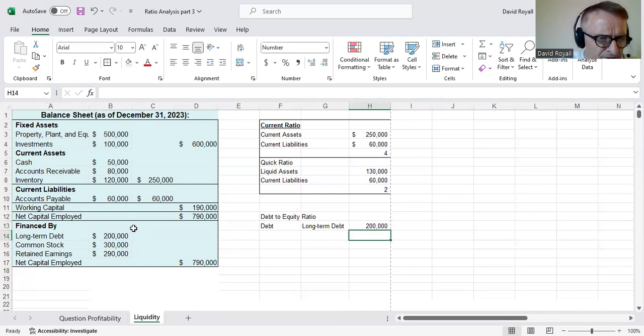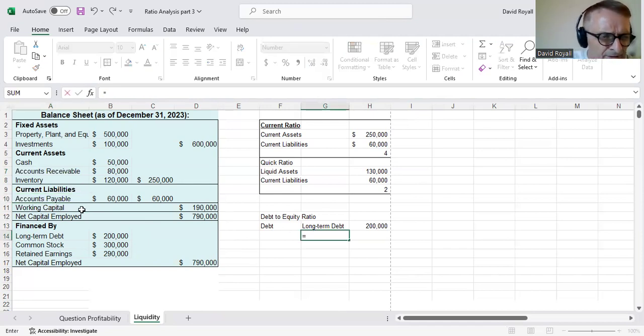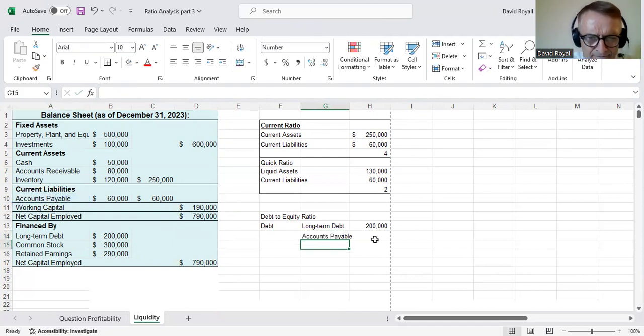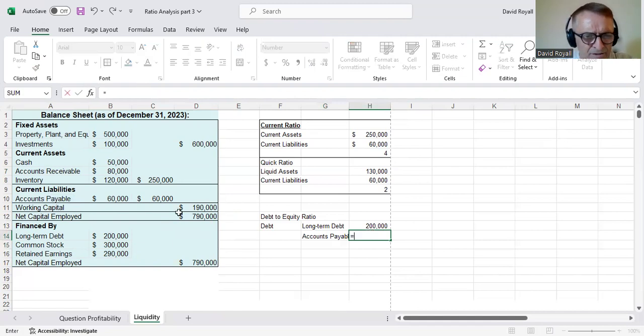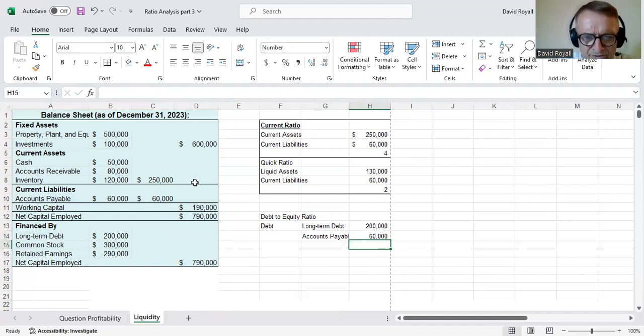Well, no, it's not, because you've got here accounts payable. This money you owe. Can't get around it. So that's another $60,000 we owe.